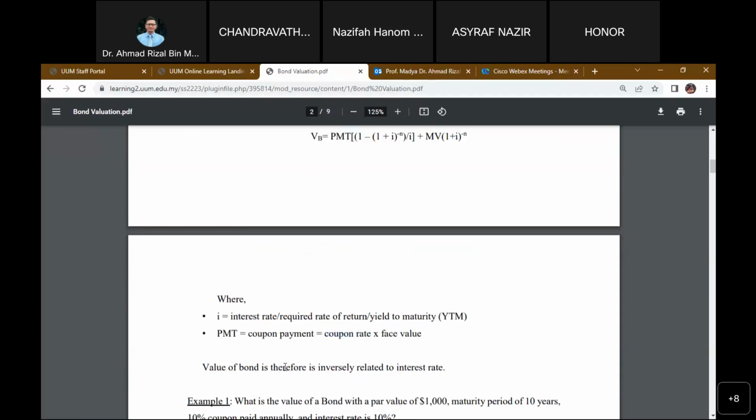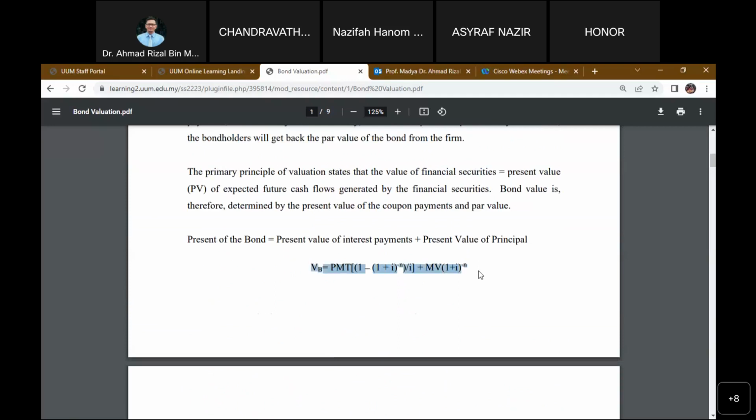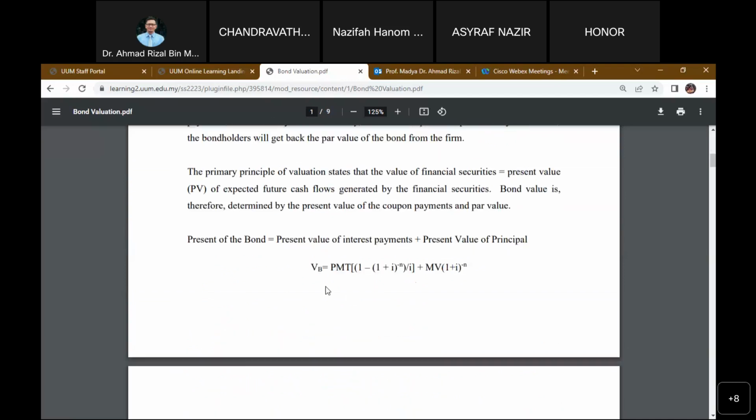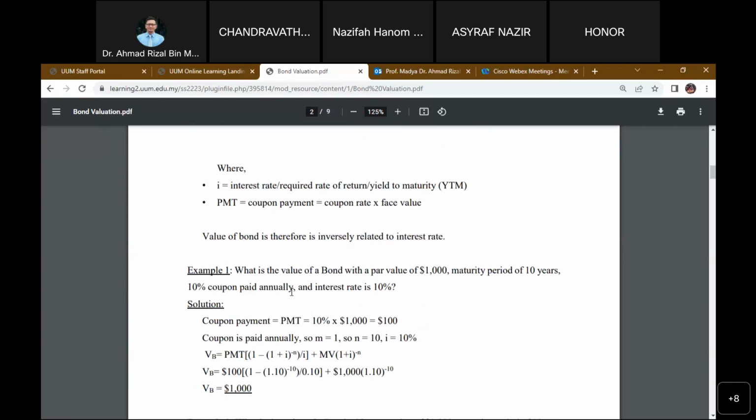Based on what we understood from the time value of money, notice that this is a present value of an annuity, and this is a present value of a single amount. Since this is a present value, the value of the bond is inversely related to the interest rate. The value of the bond VB here is inversely related to I, the interest rate, meaning the higher the interest rate, the lower the bond value, and vice versa. The lower the interest rate, the higher the value of the bond. So let's look at a simple example here.